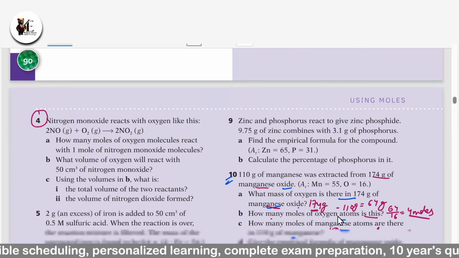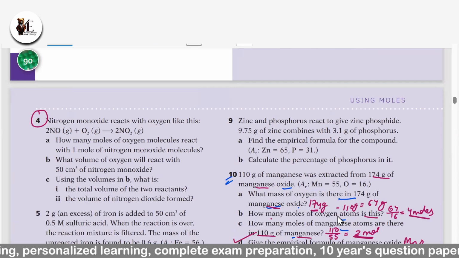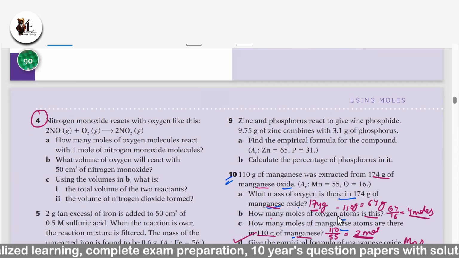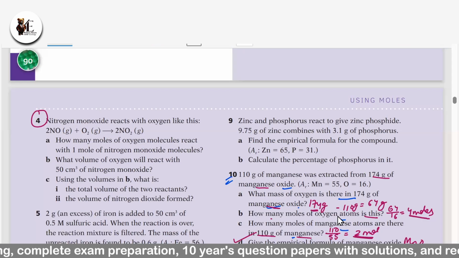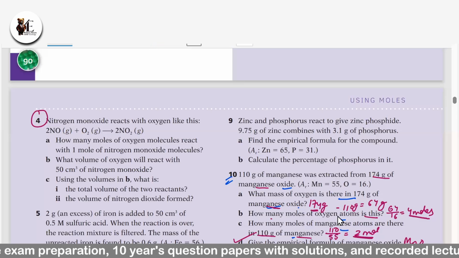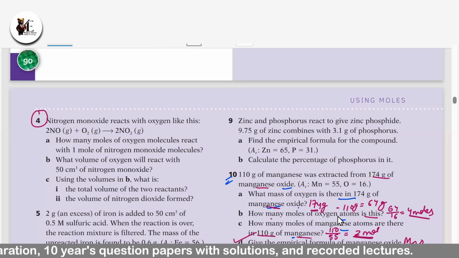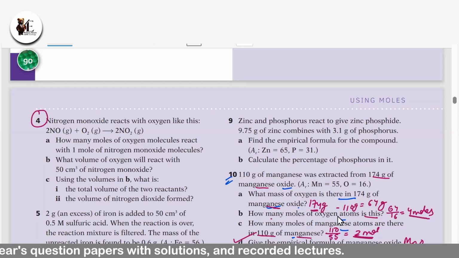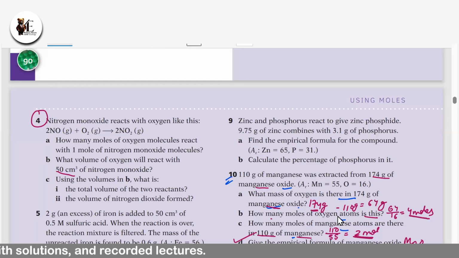Nitrogen monoxide reacts with oxygen like this. Reaction is given, stoichiometry is given. How many moles of oxygen molecules react with 1 mole of nitrogen monoxide molecule? Easy. Then what volume of oxygen will react with 50 centimeter cube of nitrogen monoxide? Using the volumes in B part, what is the total volume of the two reactants and the volume of nitrogen dioxide formed?